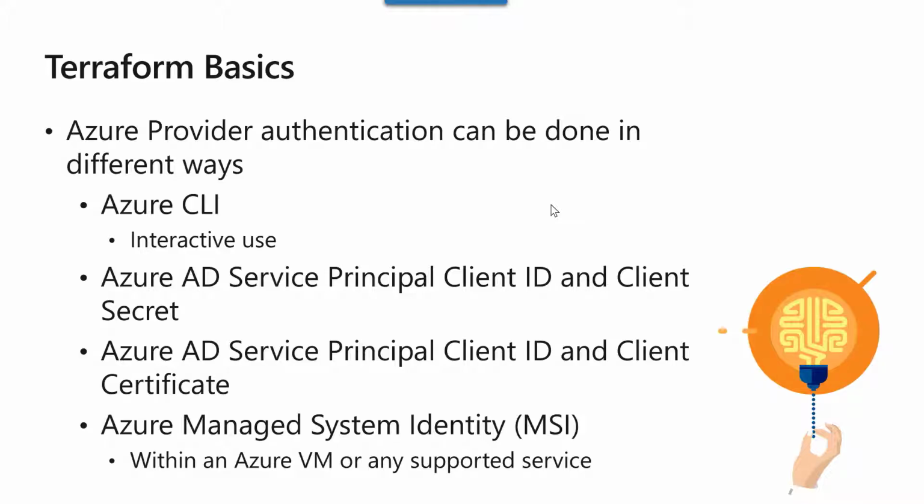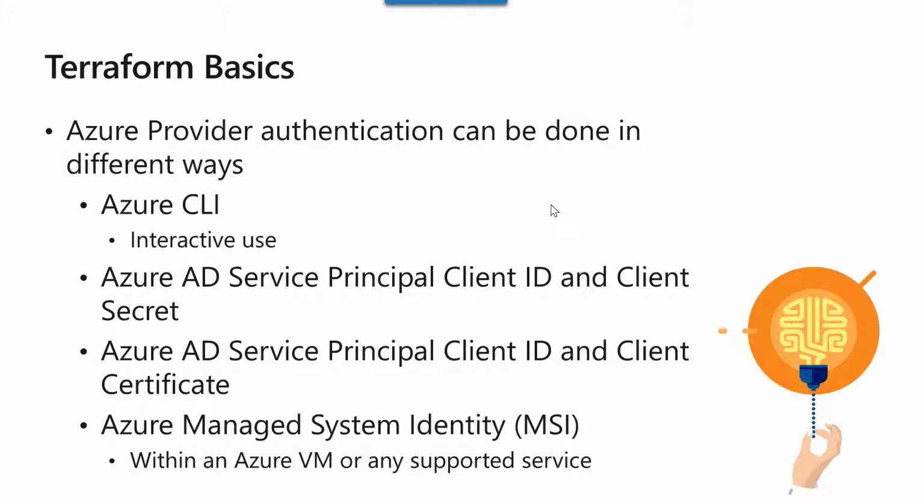The other way is to use an Azure AD service principal, client ID, and client secret. You create an Azure AD application registration and then take the service principal, client ID, and client secret from there and specify that in a Terraform configuration. I'll show an example of that a little later, and then you use your Terraform configuration the same way you would with Azure CLI. The third method is to use a client certificate instead of a client secret to perform the authentication between Terraform and Azure.